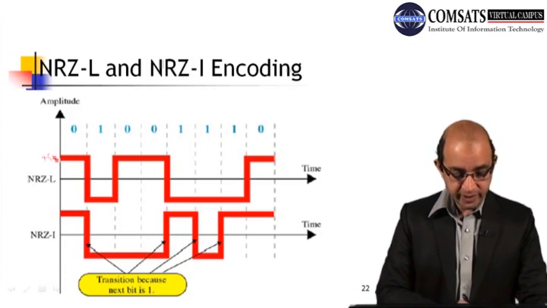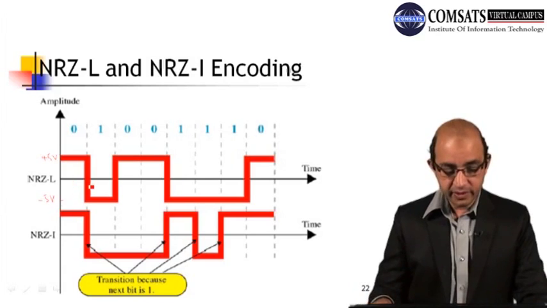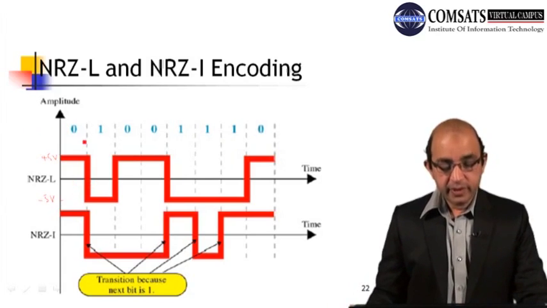So here we have plus 5 volt and here we have minus 5 volt. These are the levels. So plus 5 volt is 0 and minus 5 volt is 1. Plus 5 volt 0, 0, right? And if we talk about the inversion, you can see the transition when the next bit is 1, right? So 0 is plus 5 volt and this is 1, 0, 0, right?